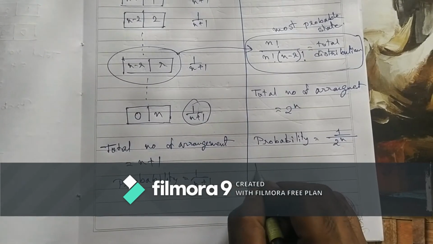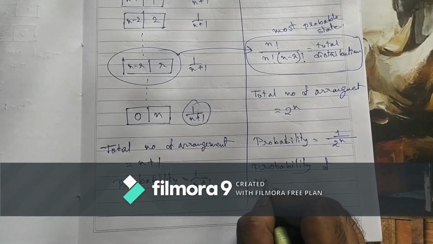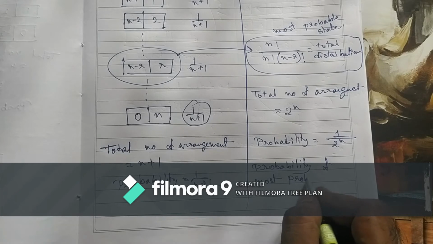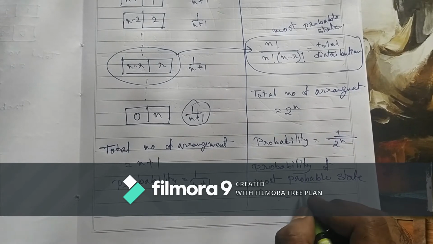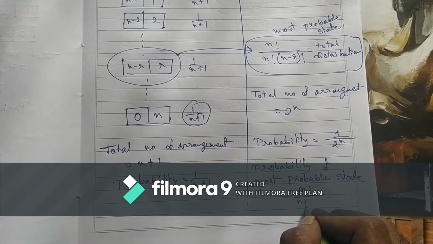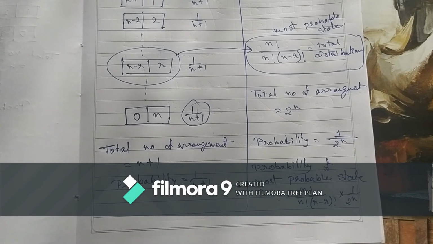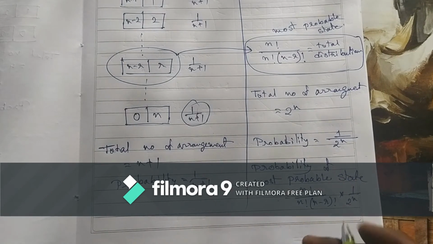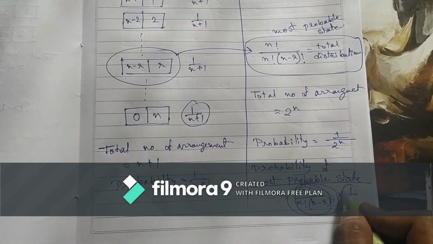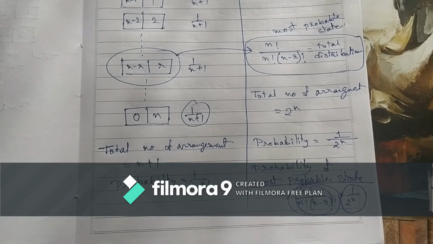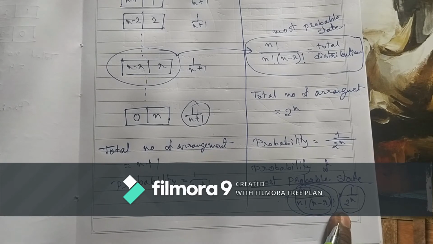So the probability of the most probable state is n factorial divided by r factorial into n minus r whole factorial, into 1 by 2 to the power n. This is the probability of the most probable state: the number of distributions into the total probability.